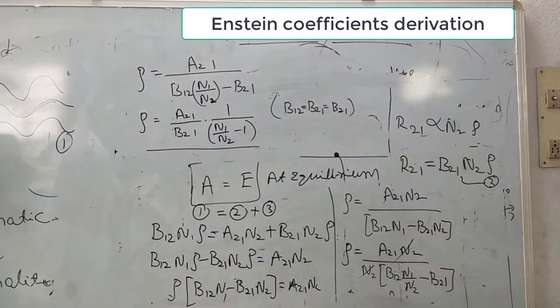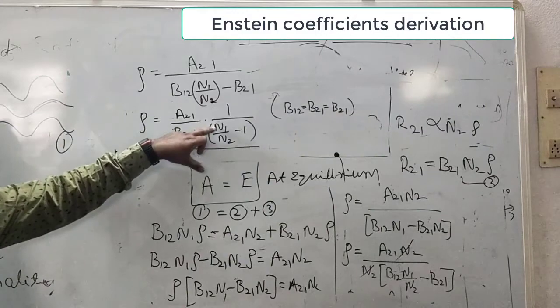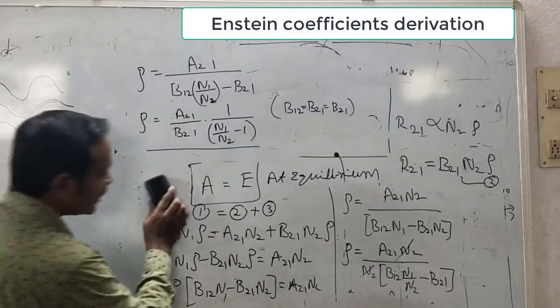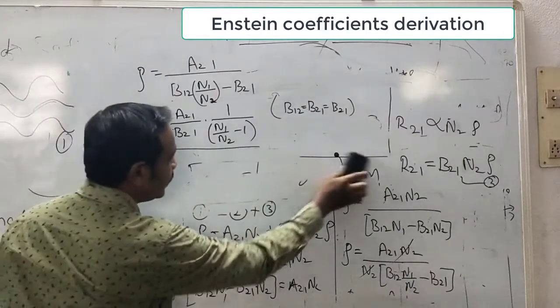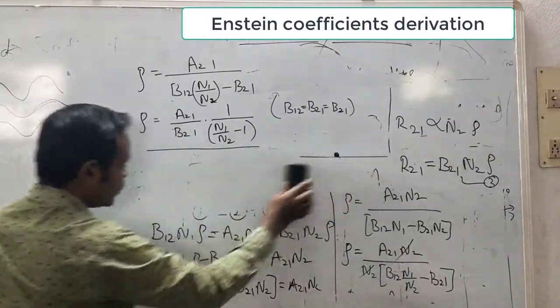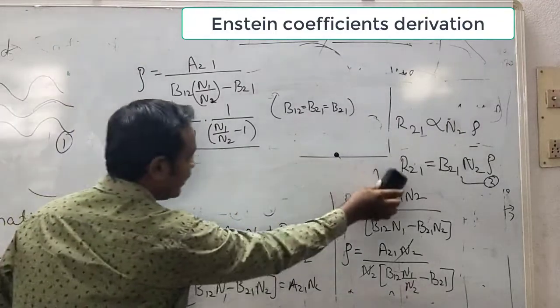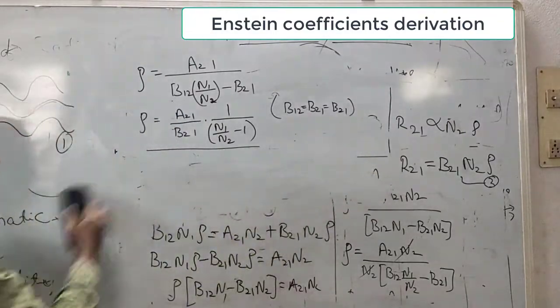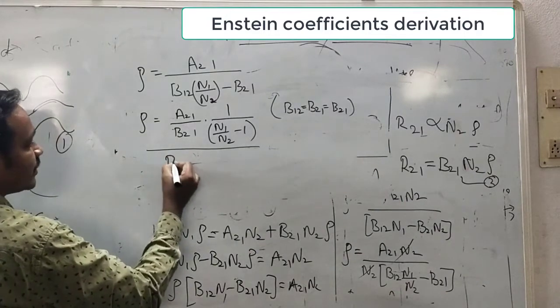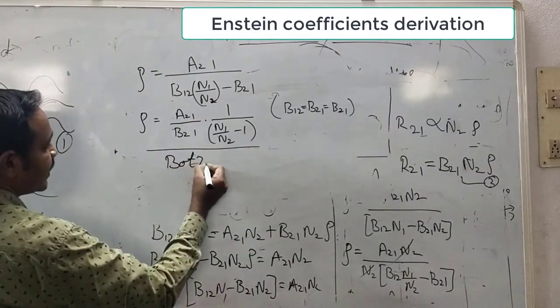But what happened here? We don't know what N1 and N2 are. N1 is the number of electrons at ground state. N2 is the number of electrons at excited state. Then how are you going to find this equation? How are you going to calculate the number of electrons? Maximum Boltzmann has given this equation for N1 by N2. We are going to use the Boltzmann equation here, in statistical mechanics.